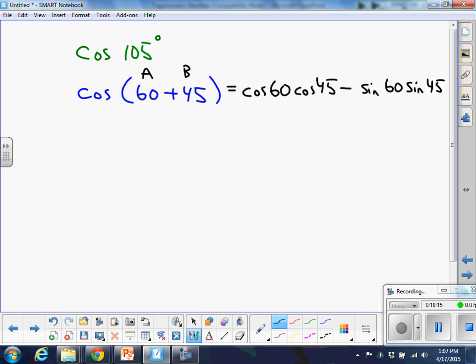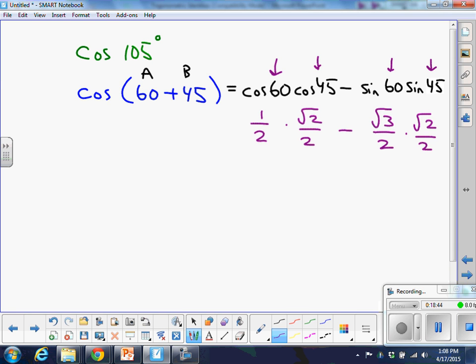And now each piece of these is something we should know. The cosine of 60 degrees, that's one half from our unit circle. Cosine of 45 is root 2 over 2. Sine of 60 is root 3 over 2. And sine of 45 is root 2 over 2. So we broke it into angles that we know. If you didn't use angles that you know, then you're not going to be able to do the problem any better than when you started.